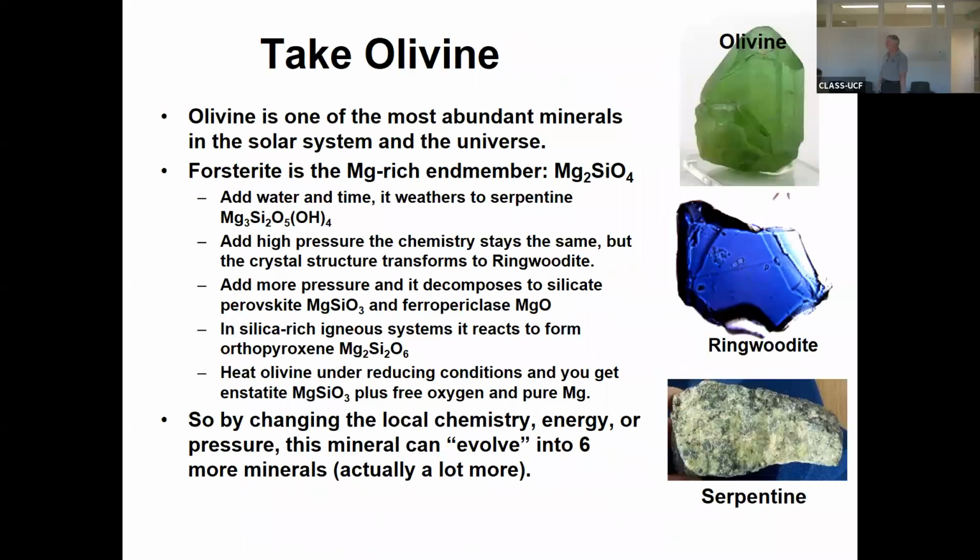So, an example is olivine. Olivine is a very abundant mineral. It essentially makes up the mantles of the terrestrial planets. Forsterite is a magnesium-rich end member, so it's magnesium with silicon and oxygen. If you add water and time, you get serpentine, which is magnesium, silicon, oxygen with hydroxide. Add high pressure, and the chemistry stays the same, but the crystal structure transforms and you get a thing called ringwoodite. You add more pressure and it decomposes into silicate perovskite.